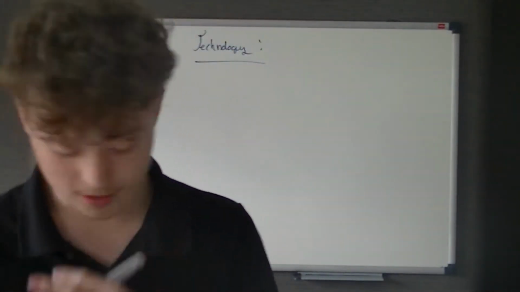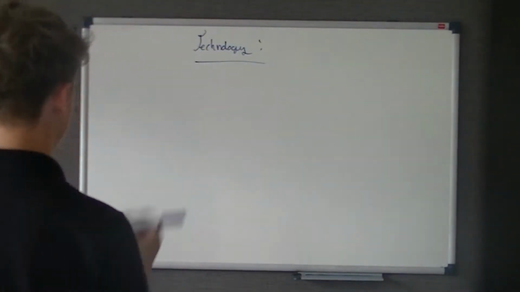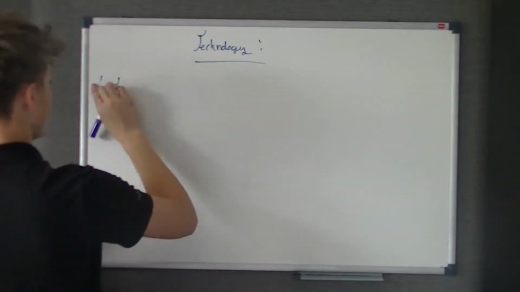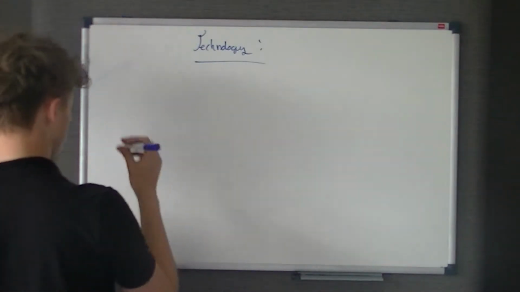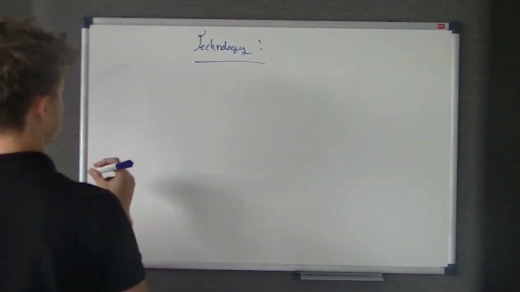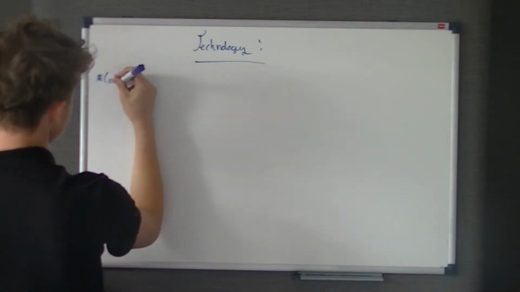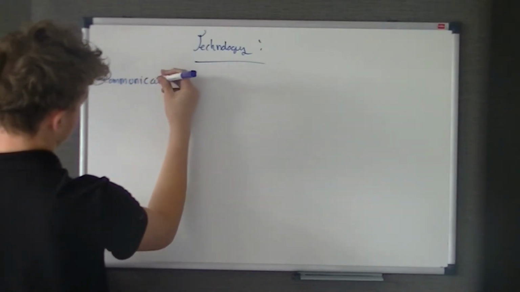So the first thing we need to know is, well, what sort of technology? What are the methods of technology a business can use? Well, there's four. So I'll just put a little thing at the top here. So the first one you've got is communication. That's basically what it's for. Communication.